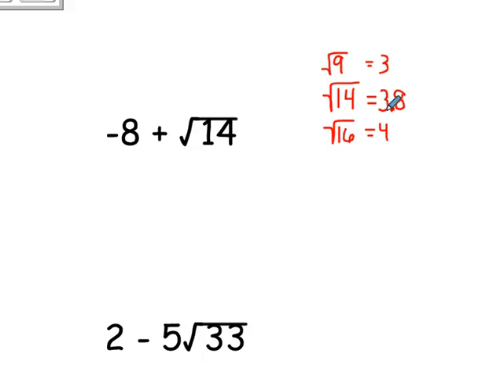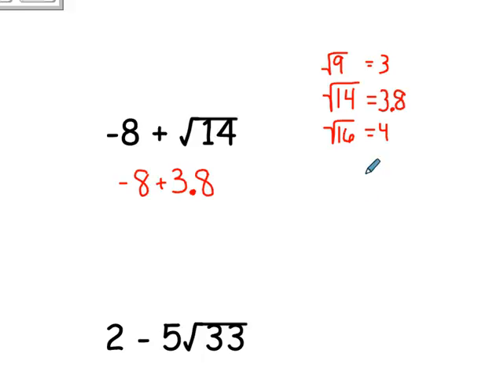Then I'm going to take that value that I determined for the square root of 14 and put that into my expression. So I'm going to have a -8 plus 3.8. When I look at that problem, I see that I have a -8 and a positive 3.8. Because they have different signs, that makes it a subtraction problem.